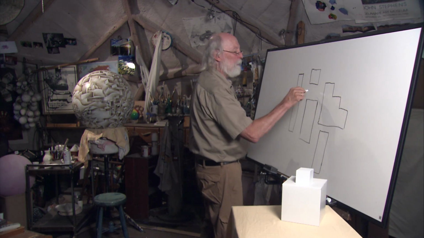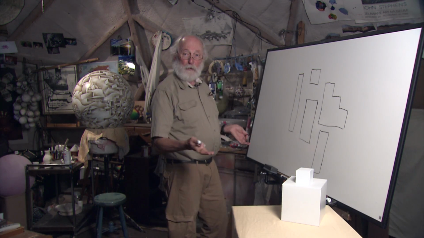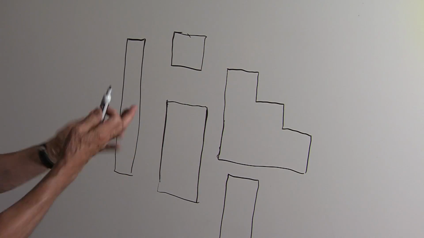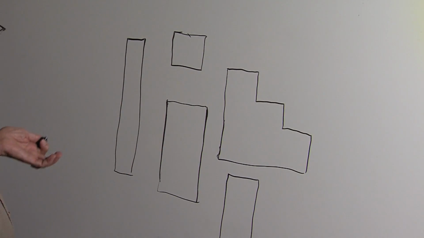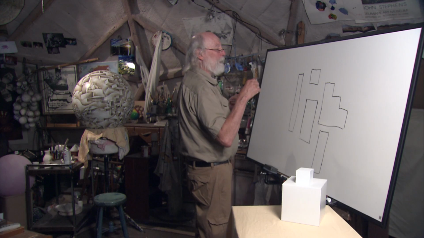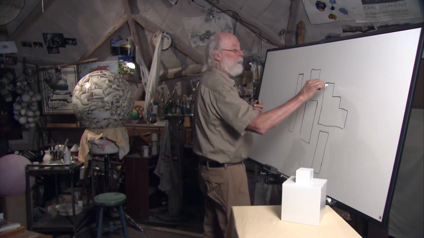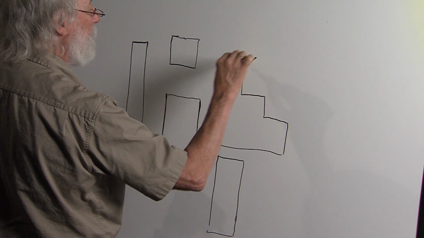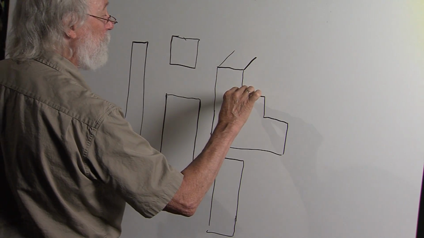Okay, we'll start with that. If you can get something, and don't copy me, just make them up yourself, okay? Then we're going to add the second dimension that gives it the third dimension, that turns it into a form instead of a shape.